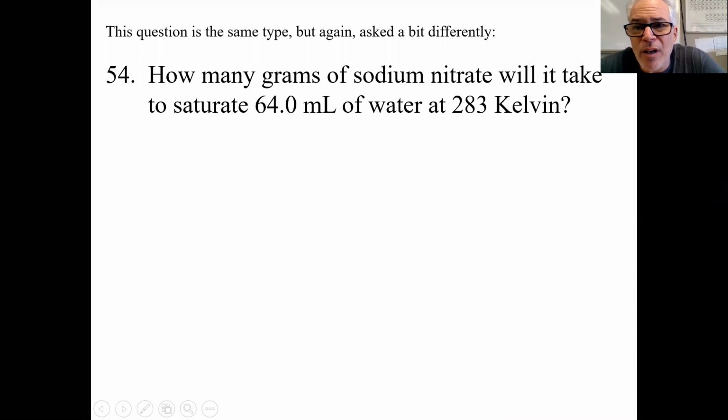How many grams of sodium nitrate will it take to saturate 64 mLs of water at 283 Kelvin? What's up with this Kelvin? Pain in the neck, right? 283 Kelvin, that means 10 degrees centigrade. If you don't believe me, do the math. K equals C plus 273. So we have 10 degrees.